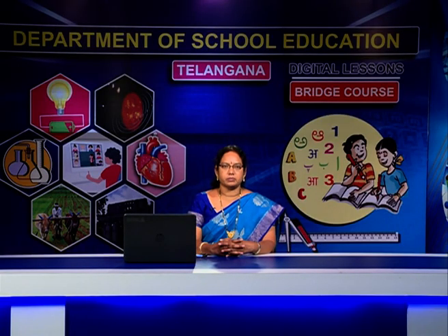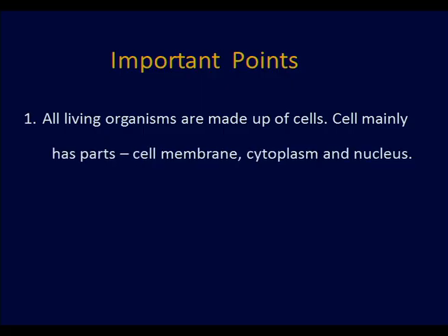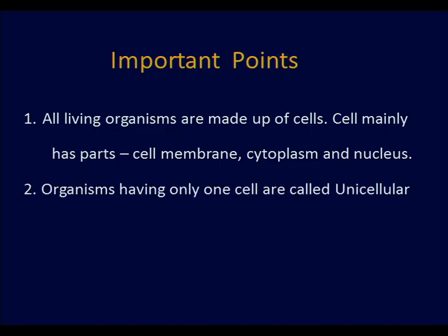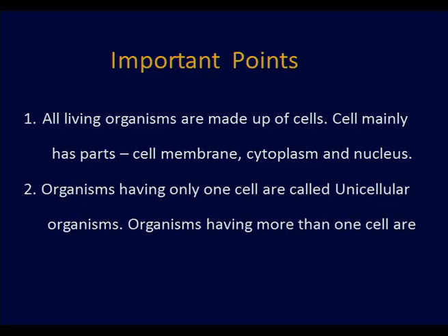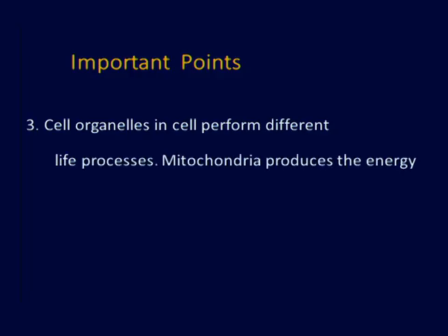Now, let us summarize and see some of the important points. All living organisms are made up of cells. Cell mainly has parts: cell membrane, cytoplasm and nucleus. Organisms having only one cell are called unicellular organisms. Organisms having more than one cell are called multicellular organisms. Cell organelles in cell perform different life processes.